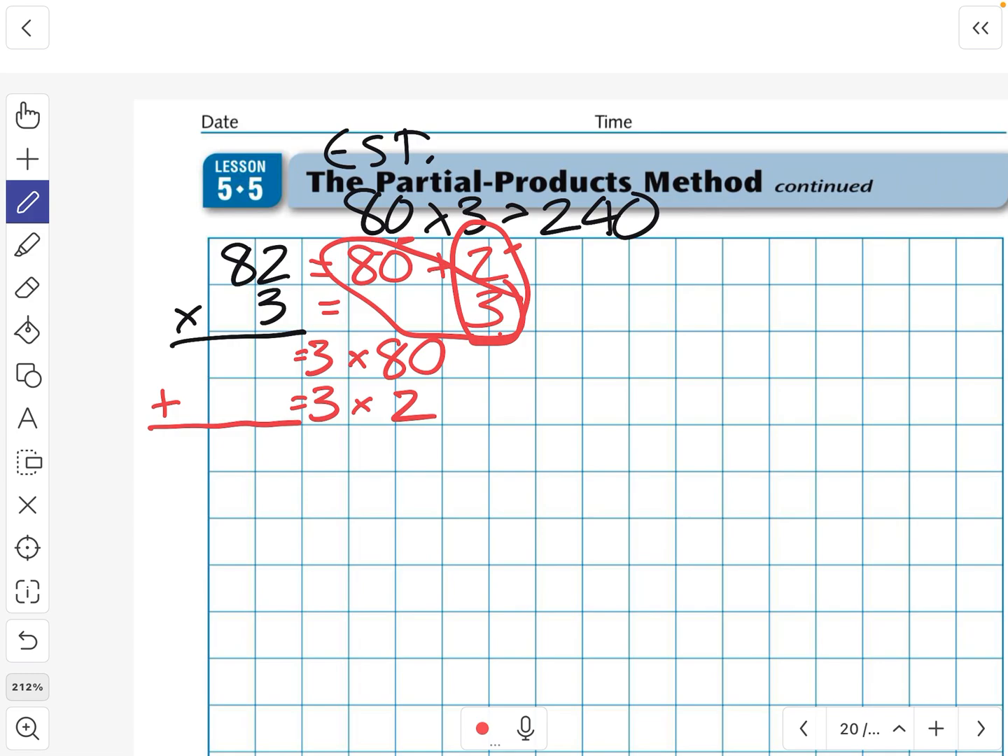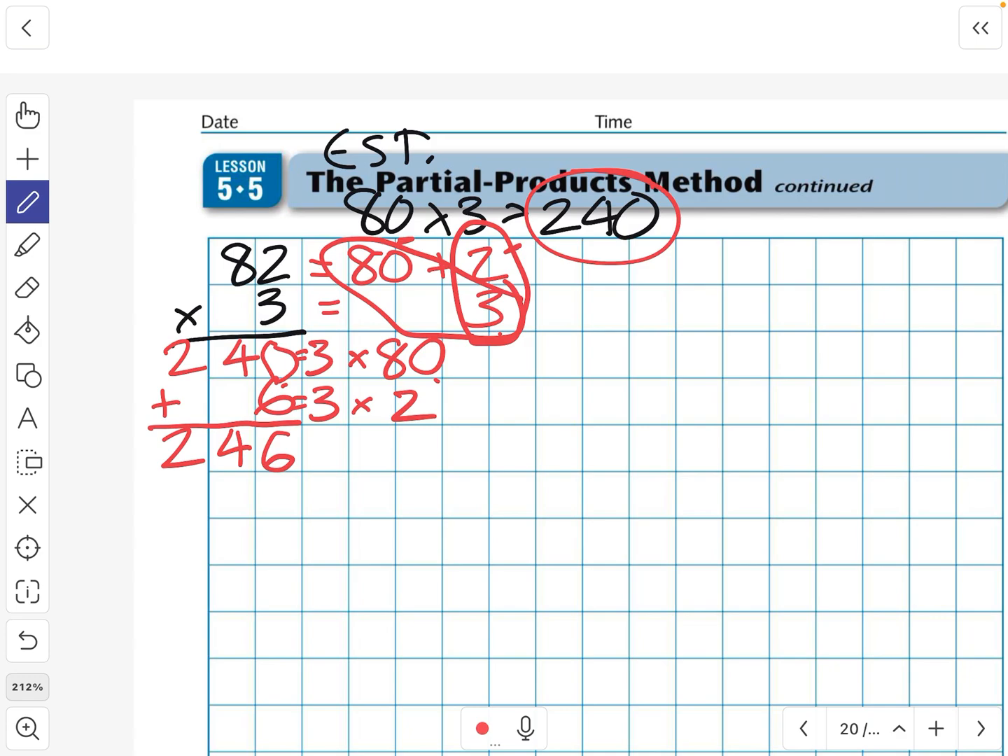So now we solve these. 3 times 8 with a 0 at the end. So there's the 0. 3 times 8 is 24. And then this bottom one is 3 times 2. So now we have our 2 partial products. 246. Look how close that is to the estimate. So I think we did pretty well.